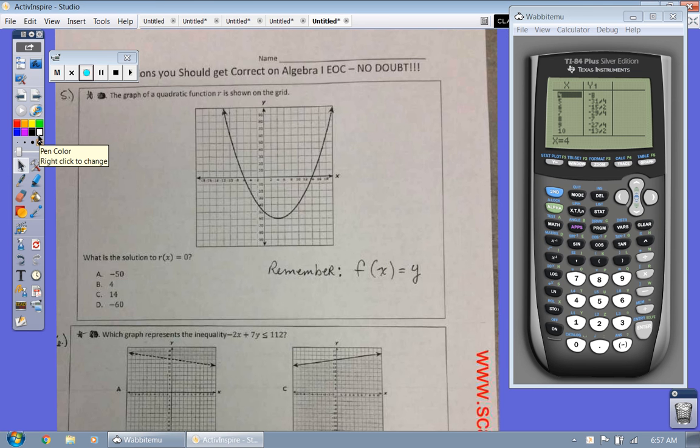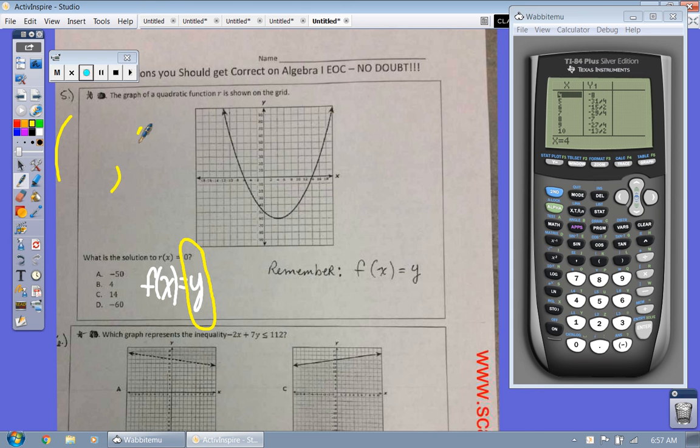Question 5. The graph of the quadratic function r is shown on the grid. What is the solution to r of x equals 0? Okay, let me learn how to speak here. r of x, that's the same thing as saying f of x. They're just calling it graph r. So we're going to write what we have below this information. So f of x equals y. The reason why we're going to do that is because this will tell you what we have in the problem. Right now we have the value of y.